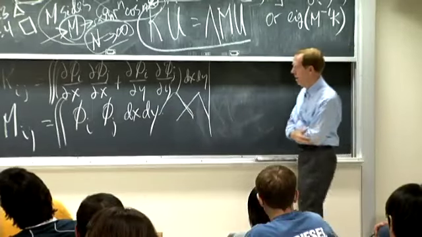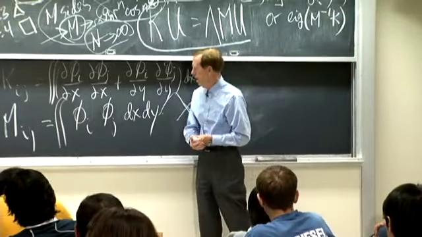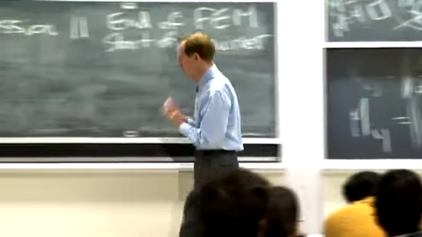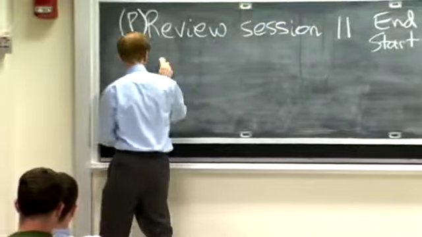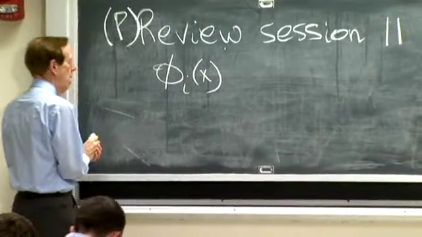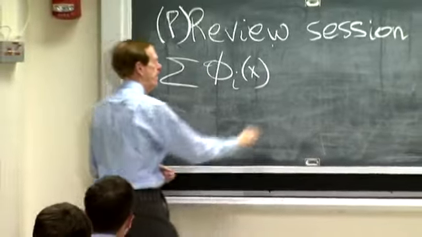Here's a question for you. Suppose I have my trial functions, phi of x. What do they add up to?